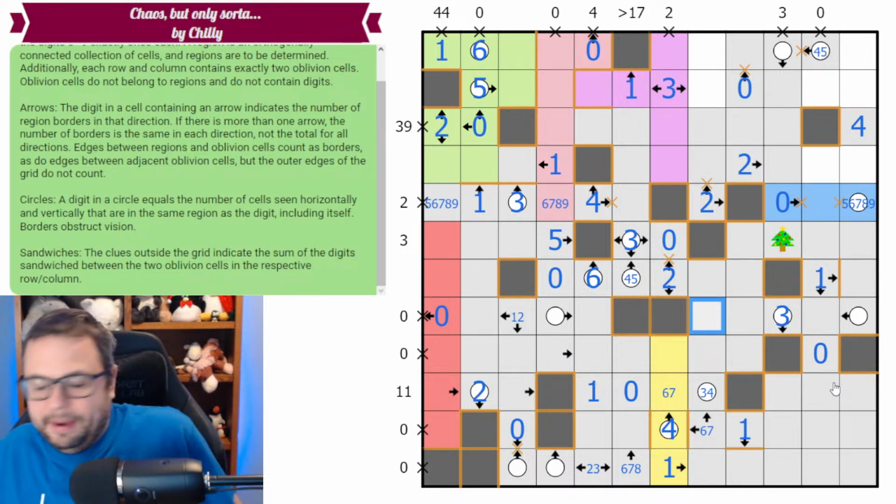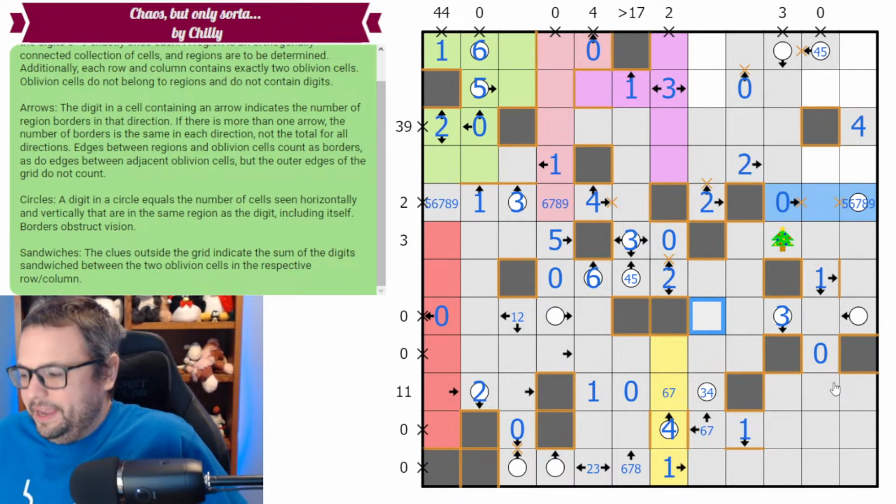Rarely, when I complain about a deduction, do I think the deduction is part of the intended path.